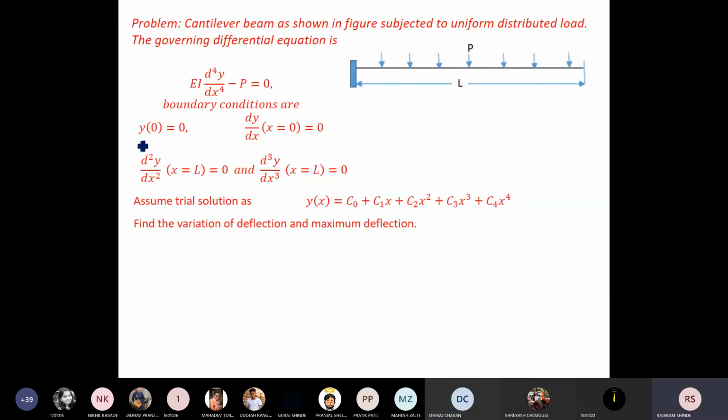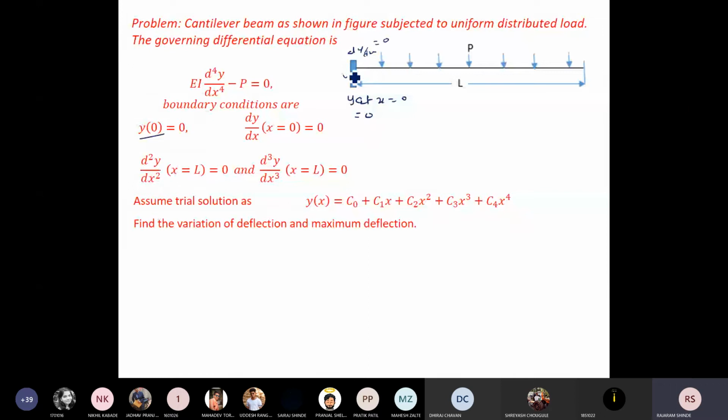Now you see here, I have already told you y at x is equal to 0 is 0. That means your deflection is 0 at the fixed support. dy by dx at x is equal to 0, the derivative of y with respect to x at x is equal to 0, is also 0. That means the slope is also 0 at the fixed support.